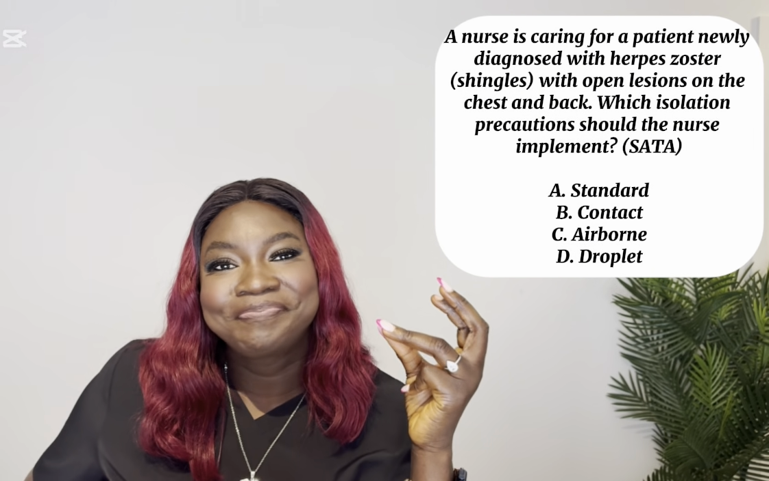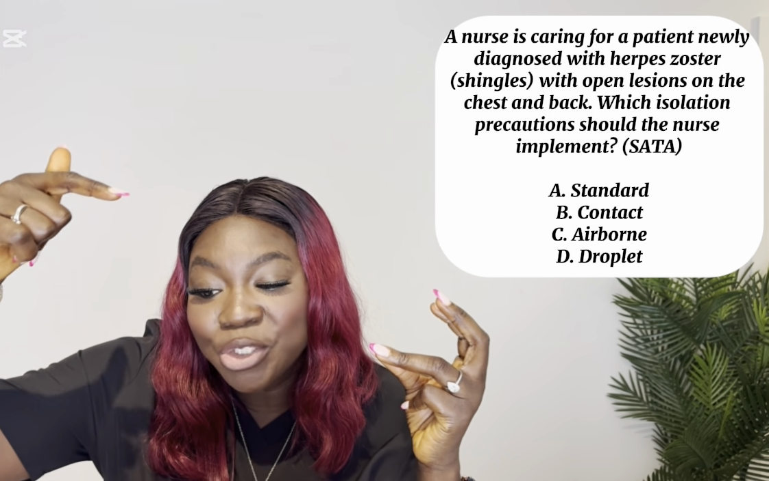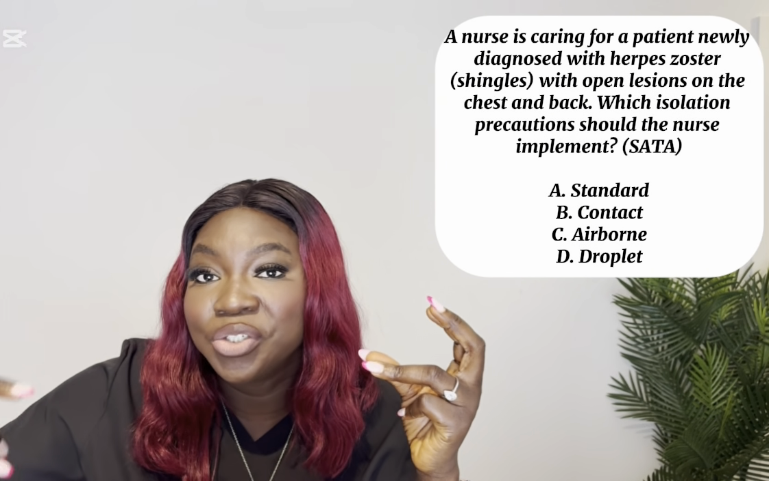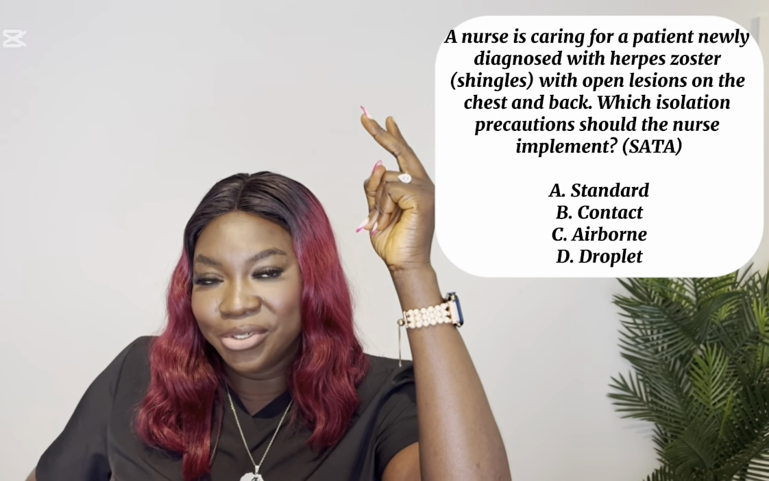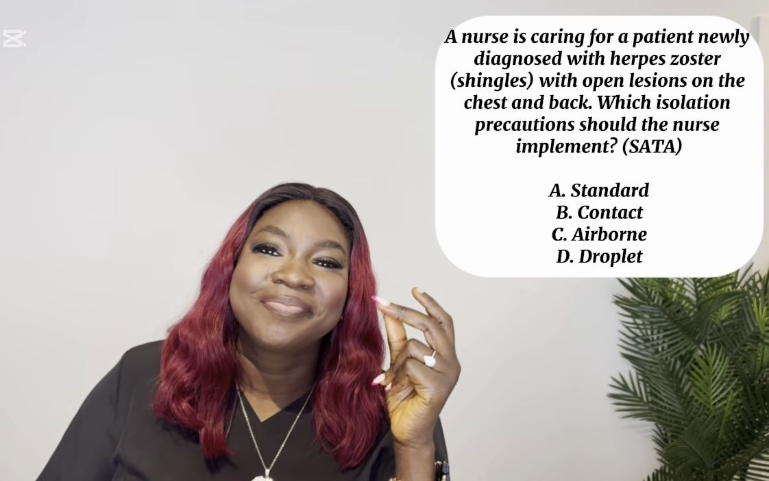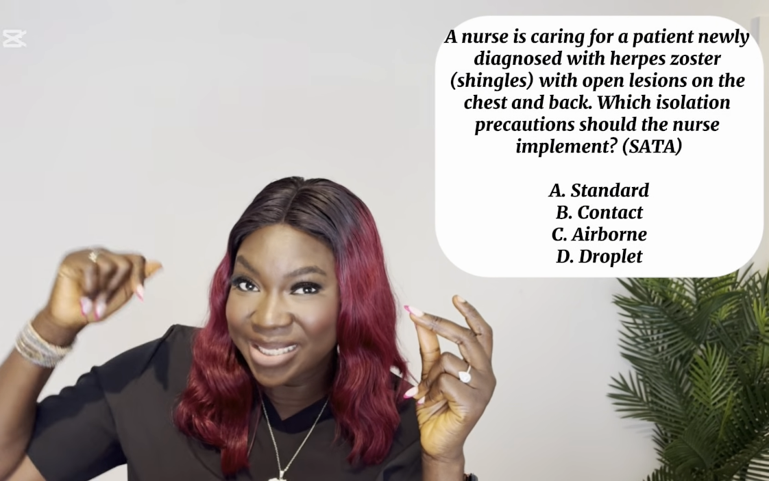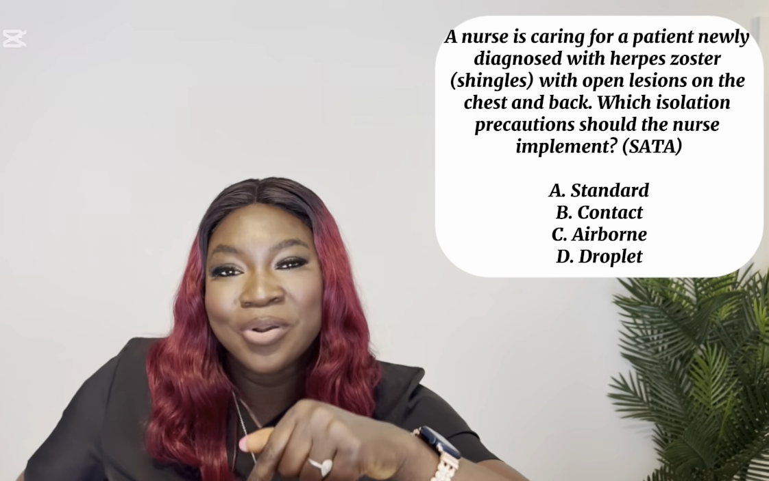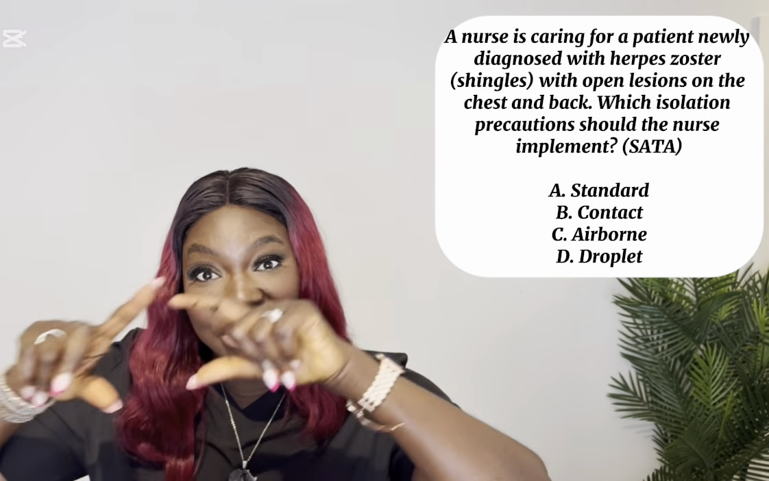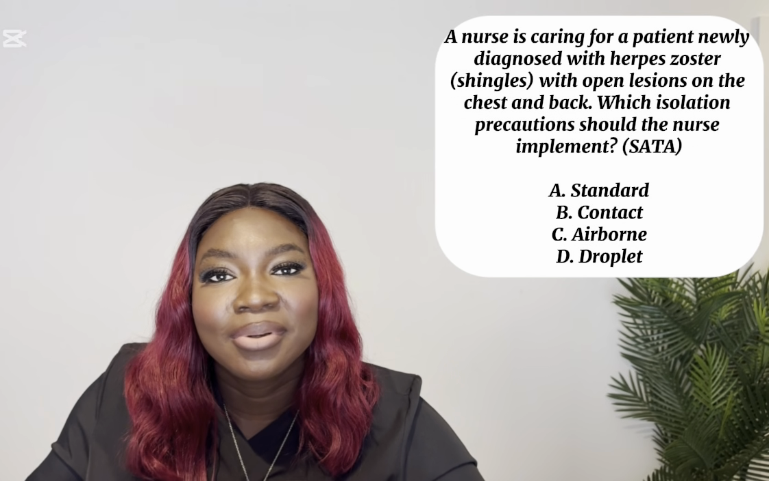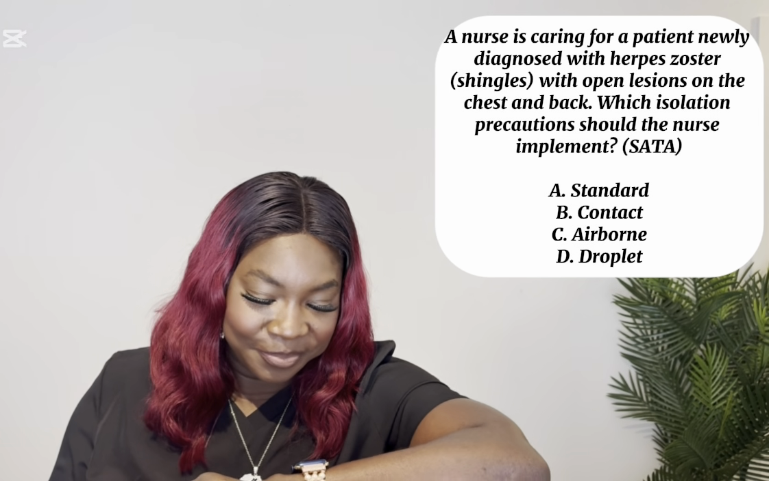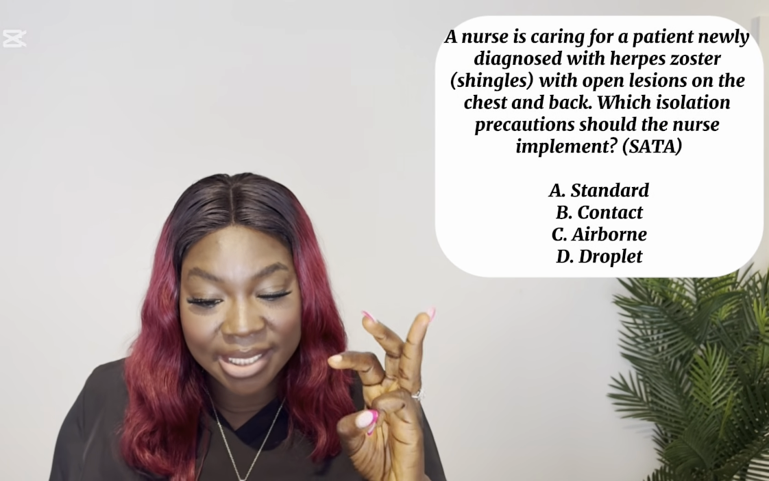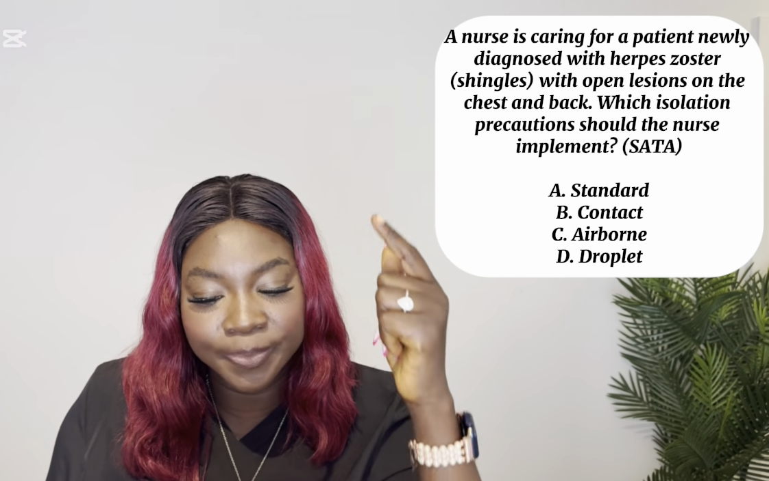Second, contact precaution. See what they said in this question. With open lesions, if you get in direct contact with these lesions, you will get infected. So that's why we are using contact precaution. And the last one, you will see the reason why I had to take my time to explain earlier. The last one is airborne. Why? Because the virus that caused herpes zoster, which is shingles, is airborne. Do you get it? And that's why our answer is A, B, C. We use standard, we use contact, and we use airborne. The last one is droplet.